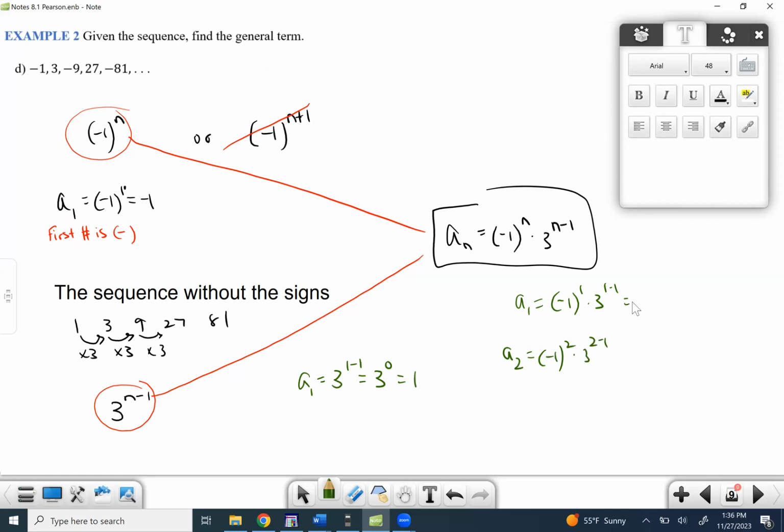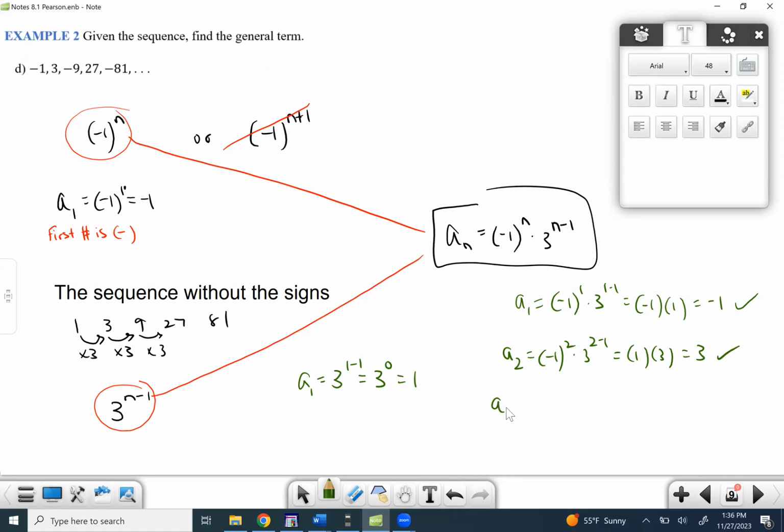Okay, so -1 to the first is -1. 3 to the 0, that will be 1. And that gets us the first term. It checked out. Let's try this next one. -1 squared is +1. And 2 minus 1 is 1. So 3 to the first is 3. Well, 1 times 3 is 3. So that checks out. Okay, that's the second one.